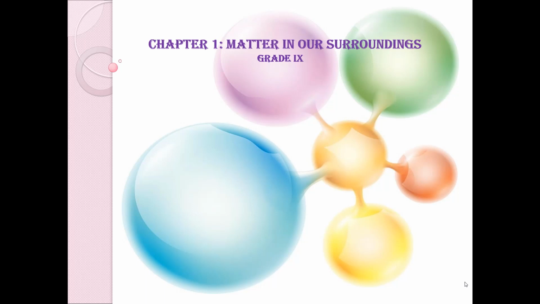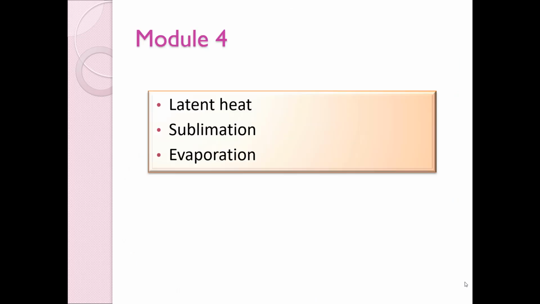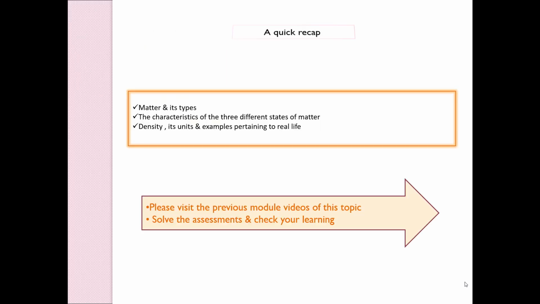This is chapter 1, grade 9 science, matter in our surroundings. This is the module 4 video of this topic in which we are going to discuss in details latent heat of substances, sublimation and evaporation.